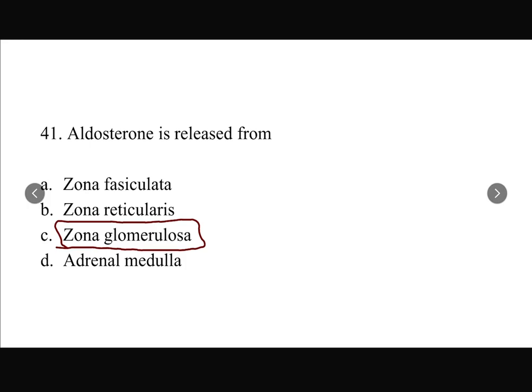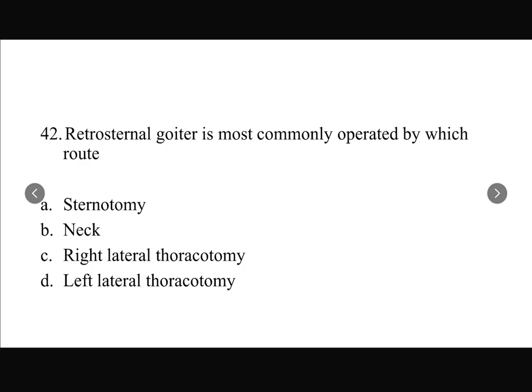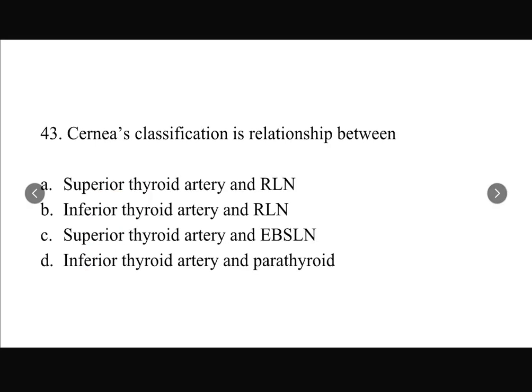secretes epinephrine and norepinephrine. Retrosternal goiter is most commonly operated by which route? Retrosternal goiters are usually the extension of thyroid enlargement from the neck into the mediastinum. So they are most commonly operated through the neck. Only if there is a primary mediastinal goiter do you use sternotomy. Cernea classification is always the relationship between the superior thyroid artery and the external branch of the superior laryngeal nerve.